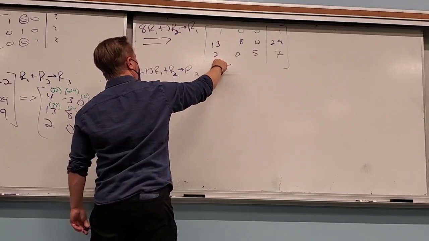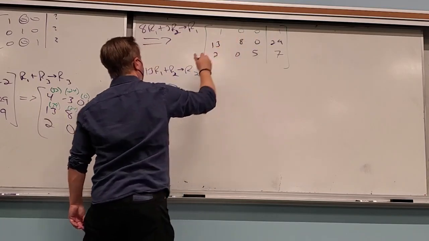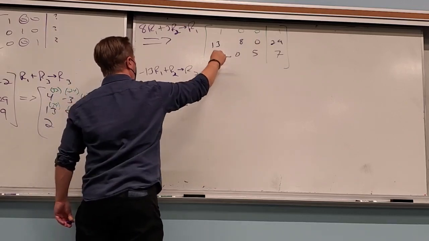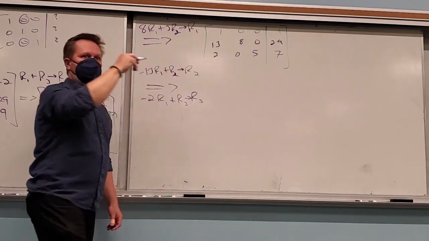How can I kill this two? What would I multiply this by? Plus row three, and put the answer in row three, of course. That's where I want the zero to show up, right?